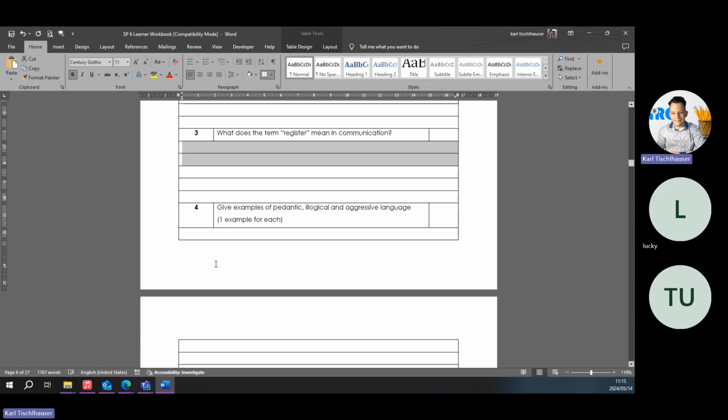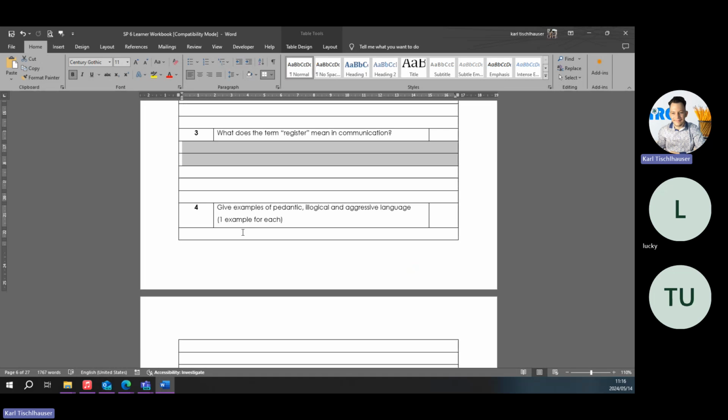Okay, then it says give an example of pedantic, logical, and aggressive language. So give one for each. This is very important. So give me an example of something that's pedantic. So something where the thing being said is just over the top. It's too much.